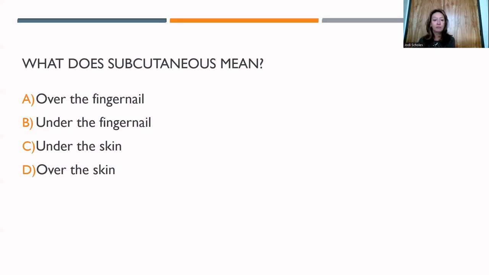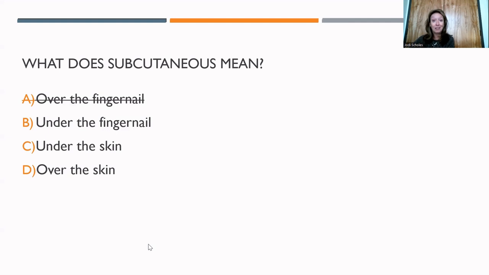What does subcutaneous mean? A, over the fingernail, B, under the fingernail, C, under the skin, D, over the skin. So this is a word that we can identify the prefix and the root word, right? And this is a word you may be familiar with. So when we identify the prefix, what do you think the prefix is? Once you identify the prefix, you'll know it's not over the fingernail, right? Good. Oh, we got a lot of answers here in the chat. Let's take a look. Be careful. All right, good. Aita, you got it. Yes, the prefix is sub.